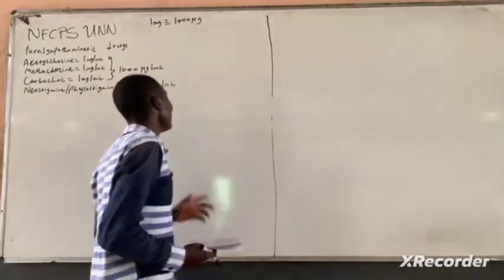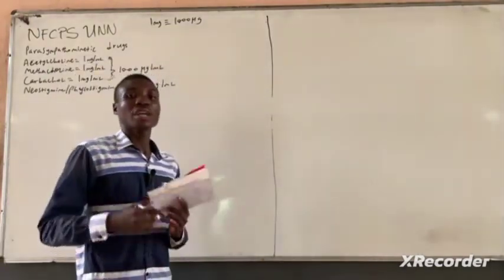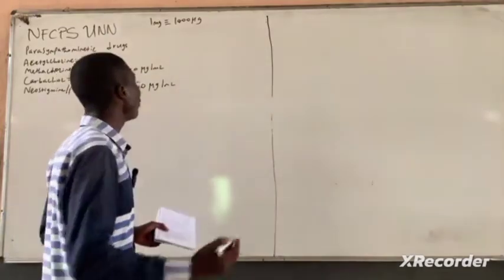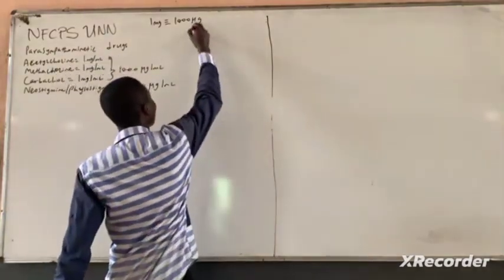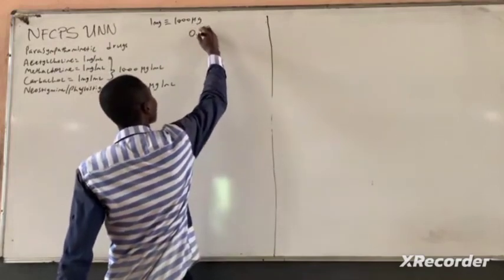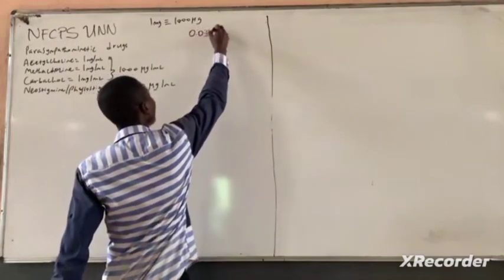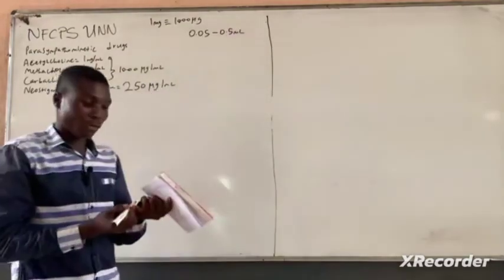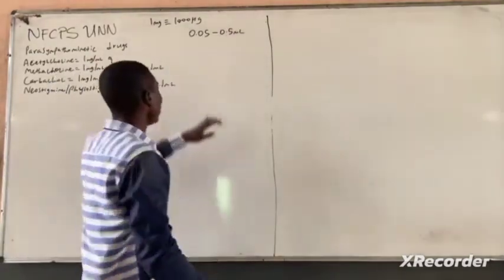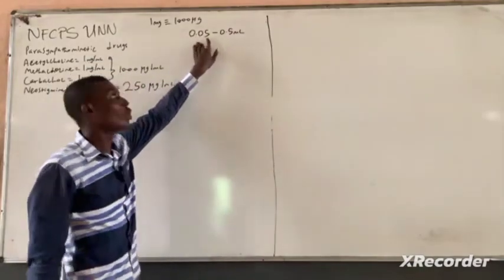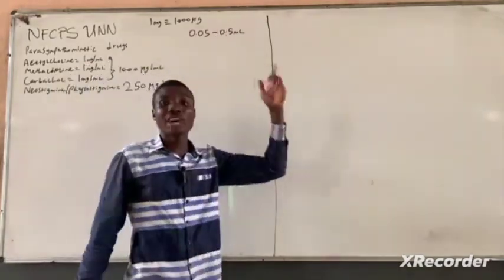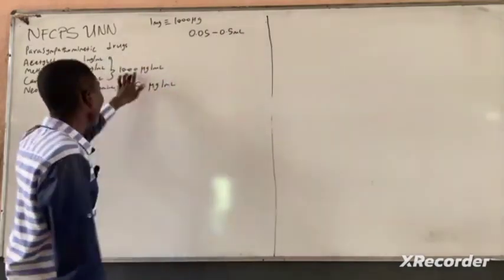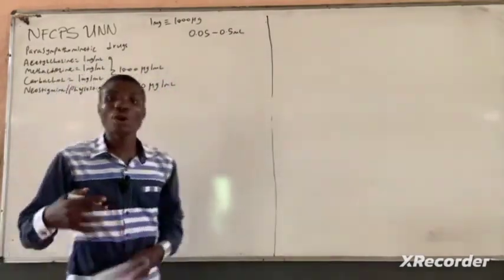Now, one of the things you already know from your first semester pharmacology is that when you are working with the volume of the drugs, your volume should lie within the range of 0.05 to 0.5 mil. This is the range of the volume you must work with. It should not be less than 0.05 mil and it should not be greater than 0.5 mil. So this particular information is going to guide you when you are working with the different dilutions of your solution.